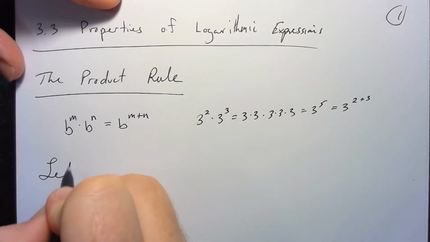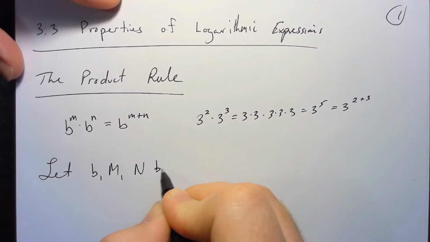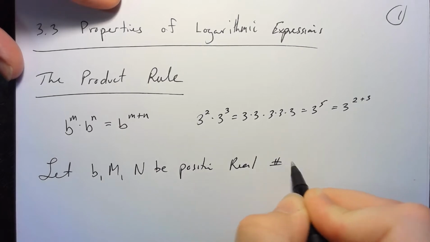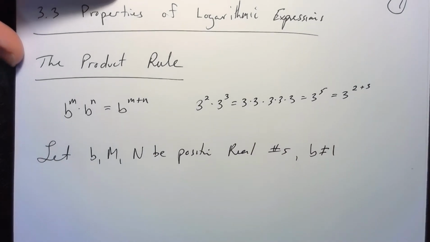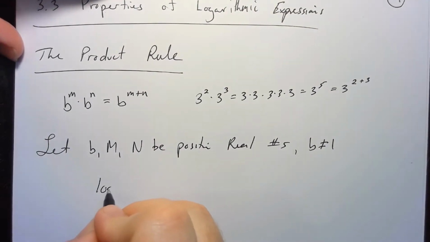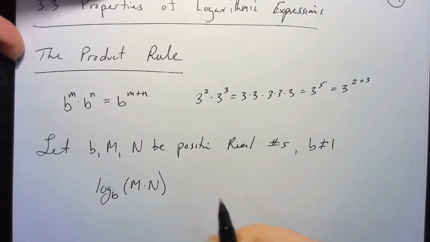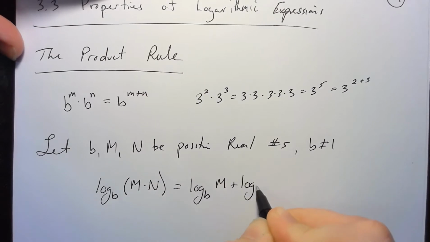For us to do this, we're going to go ahead and let b, m, and n be positive real numbers, such that specifically b does not equal 1. With all this being stated, the rule is log base b of m times n inside the log function is equal to log base b of m plus log base b of n.